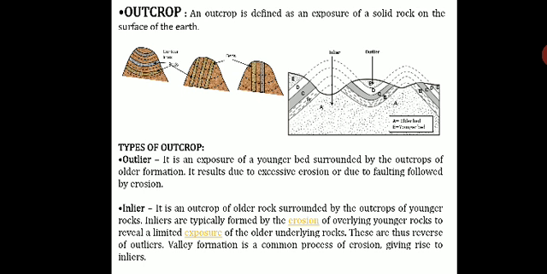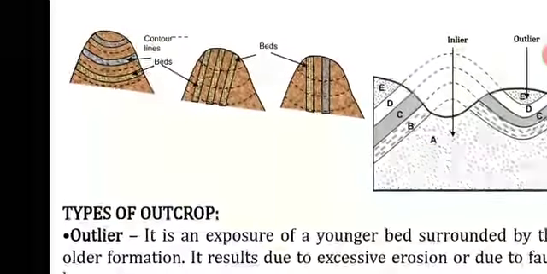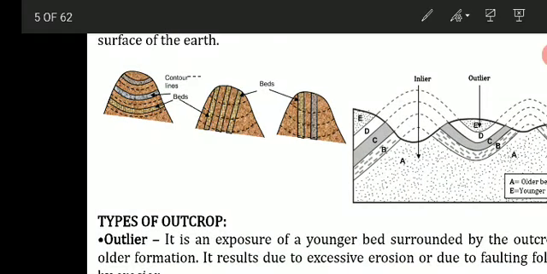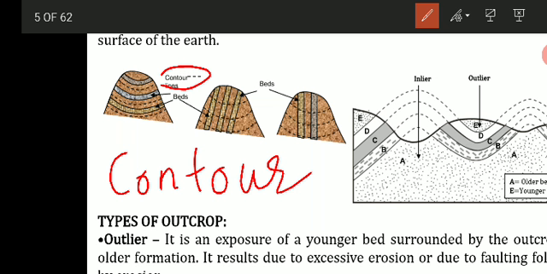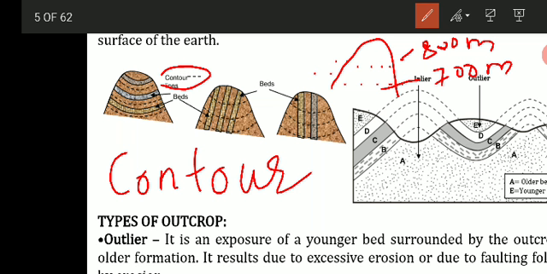So here you can see in the figure the outcrops, that is, the exposure of the rocks. Here you can see when the outcrop lines or the trend of the rocks are parallel to the contour lines. So first let us discuss what contour lines are. Contour lines are imaginary lines which join points with equal elevation. Suppose there is a hill and this is a contour line represented by a dotted line. Suppose the height at this point is 800 meters, and at this line the height is 700 meters.